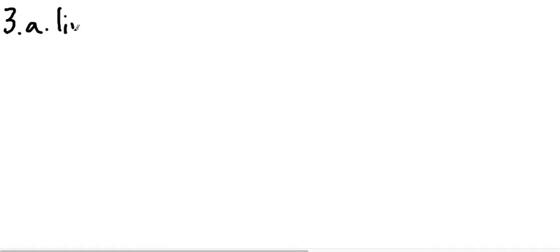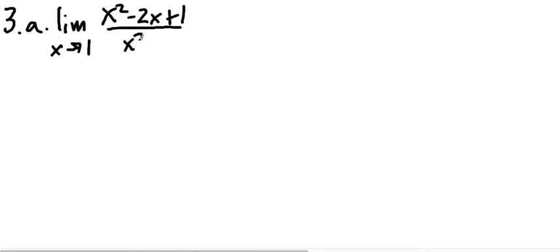So the first one is the limit as x approaches 1 of (x squared minus 2x plus 1) over (x squared minus 1). And you can verify that if you plug 1 into the top and the bottom, you get 0 over 0. So A, you can apply L'Hopital, but B, you can factor the top and the bottom because they're both polynomials with 1 as a root.